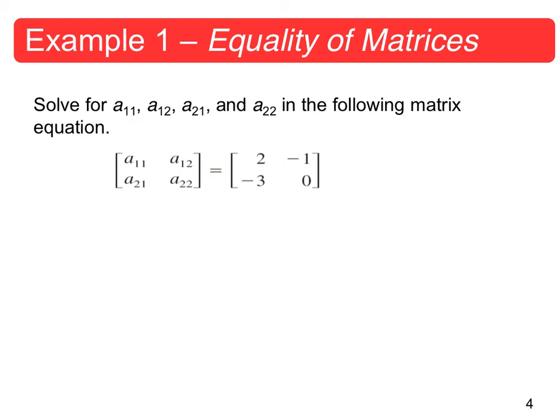So it's already telling us that they're equal, but the only way that they're truly equal is if the dimensions are equivalent. So this is 2 rows, 2 columns. So this is a 2 by 2 matrix. And so is this one.